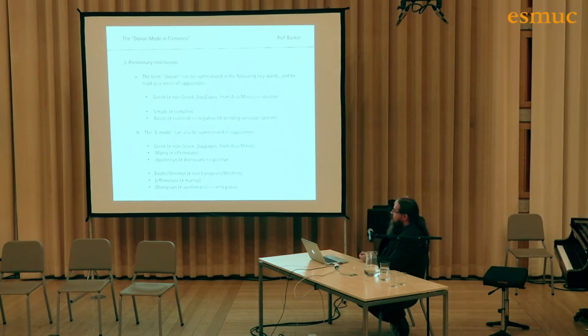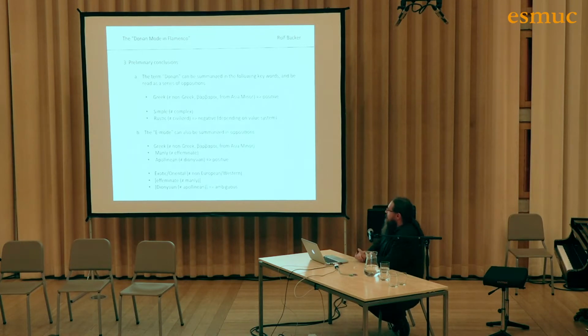So we can draw some preliminary conclusions. The term Dorian, the signifier of the beginning, we see that it is identified as Greek as opposed to non-Greek or barbaroi from Asia Minor, so this is a positive connotation. But it can also be seen as simple as opposed to complex, as rustic as opposed to civilized, and therefore can potentially have a negative meaning depending on the value system and the context in which it is applied.